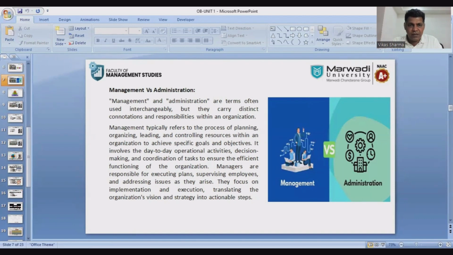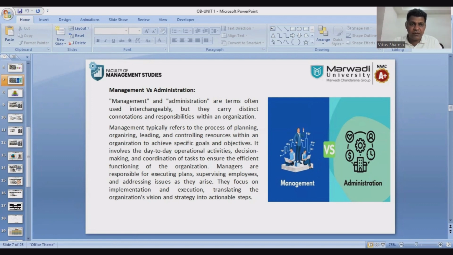So management is a process of planning, organizing, leading, controlling the resources, right, including human resources also, to achieve the organization's goal efficiently and effectively. So it involves a range of activities such as setting objectives, developing strategies, coordinating activities, assessing the performance. Management operates at various levels, right, within the organization. From top level executives to middle level managers, and to frontline supervisors, you can say.